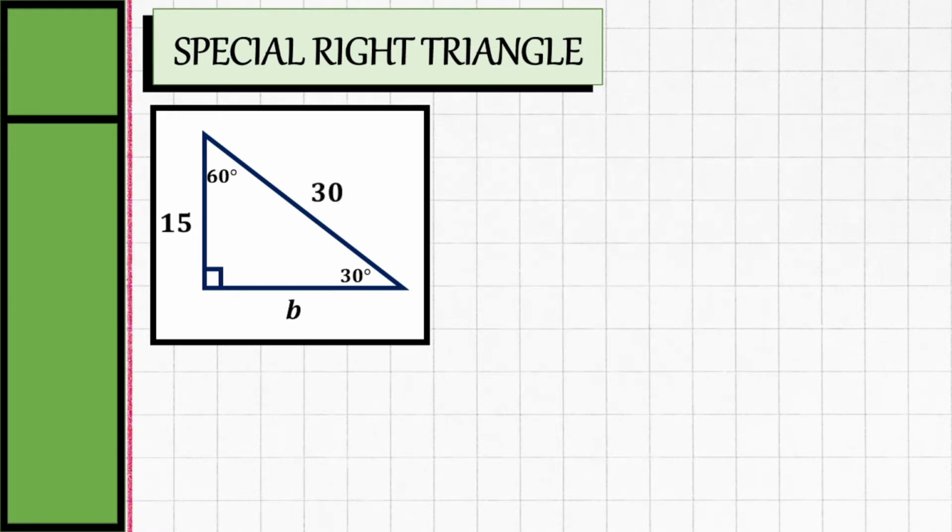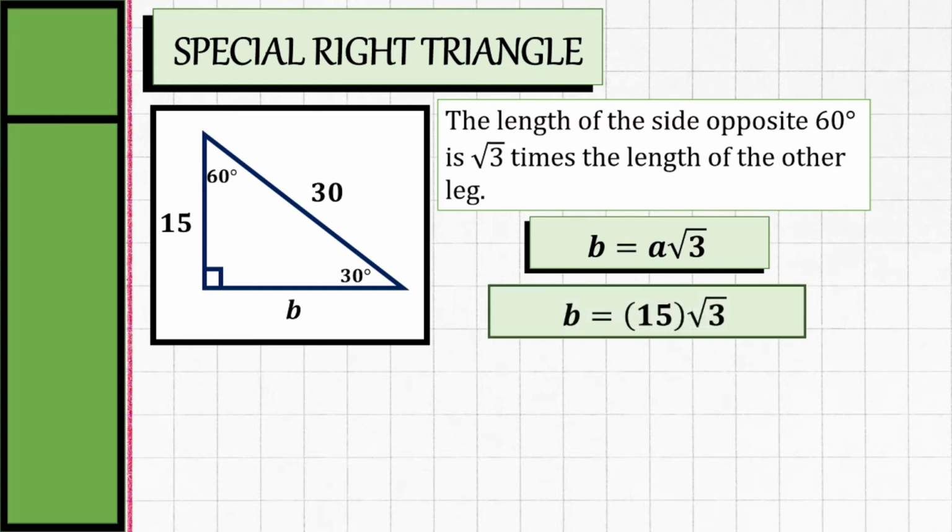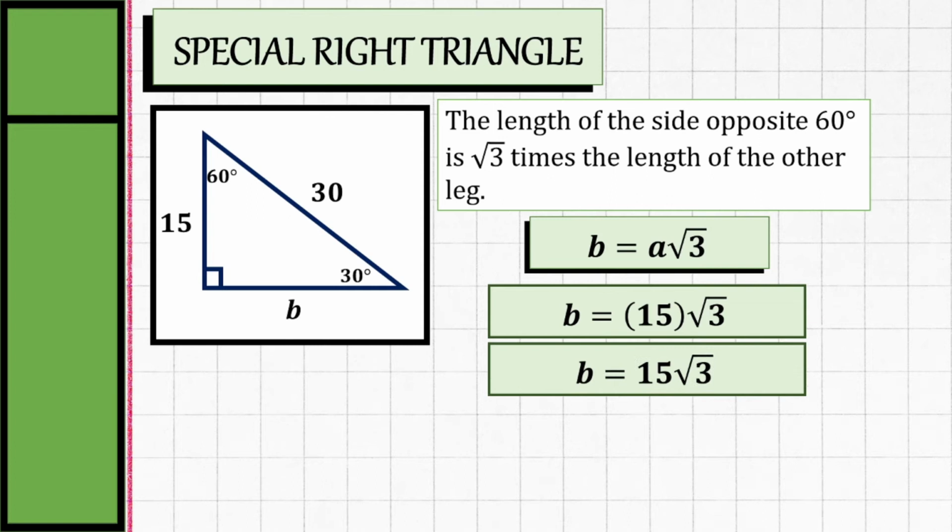Okay, so now let's solve for the other leg. The length of the side opposite 60 degrees is square root of 3 times the length of the other leg. Therefore, we will use this equation, which is B, the side opposite the 60 degree angle, is equal to the shortest side times the square root of 3. Let's substitute our given. We have B is equal to 15 square root of 3. Let's multiply. 15 times square root of 3 will be 15 square root of 3. Therefore, our measurement for the side opposite 60 degrees is 15 square root of 3.